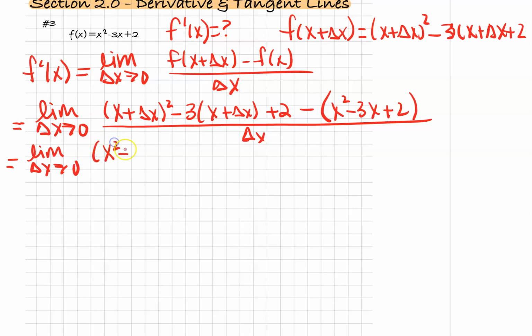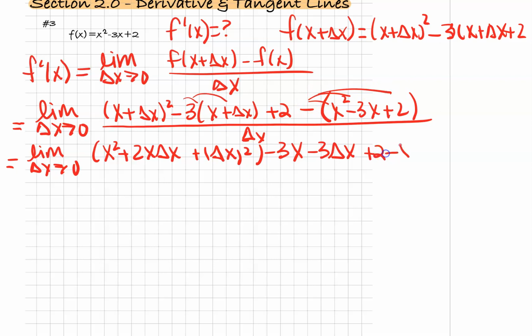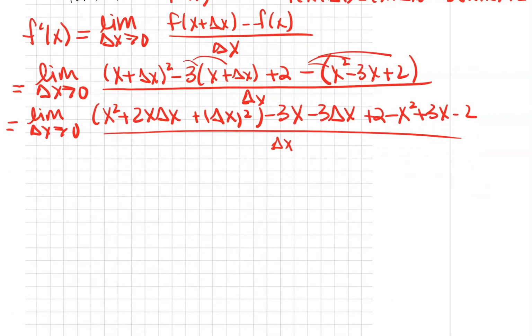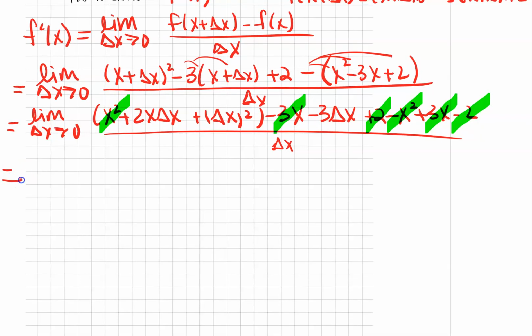It is equal to the limit as delta x goes to 0. Now I'm going to square that out. So x squared plus 2x delta x plus delta x squared. I'm going to distribute this negative 3: minus 3x minus 3 delta x plus 2. I'm going to distribute this negative: minus x squared plus 3x minus 2. It's going to be your algebra that gets you. Can't reaffirm that enough. Now we should be able to cancel the back half. Negative 2, positive 3x, negative x squared, positive x squared. We made it to the first checkpoint.